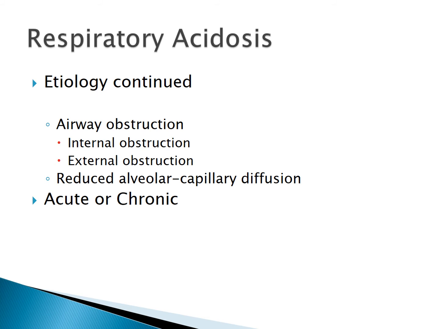Etiology continued. We also have airway obstructions. If you have an internal obstruction, this could be retained secretions or mucus. Someone that has a lot of that going on could actually develop respiratory acidosis. Or if they have an obstruction of food. We have patients that come in all the time that say they feel like they have something caught in their throat. If it's large enough, obviously we always worry about their airway. But if it's lodged to the point where they're still able to breathe but not breathing fully, they could have respiratory acidosis. So obstruction of food is another airway obstruction that can be a cause of respiratory acidosis.